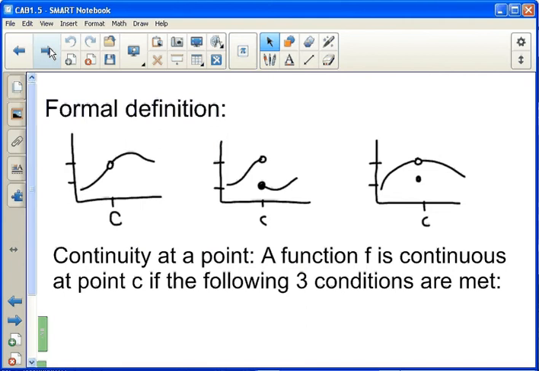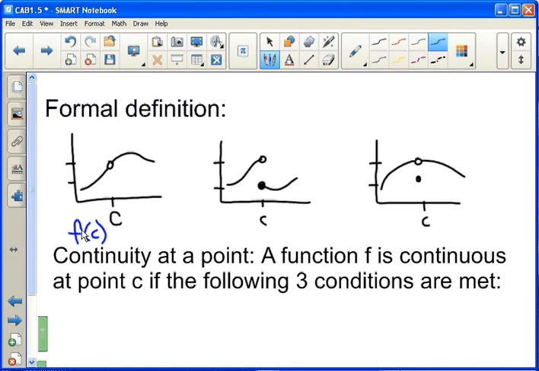So if you look at this first picture on the left, the function is clearly not continuous at point C because there's a hole. But try to think about what that really means mathematically. If we have a hole, then that means that the function does not exist at point C. So f of c does not exist. So we know if the function doesn't exist, we can't be continuous.